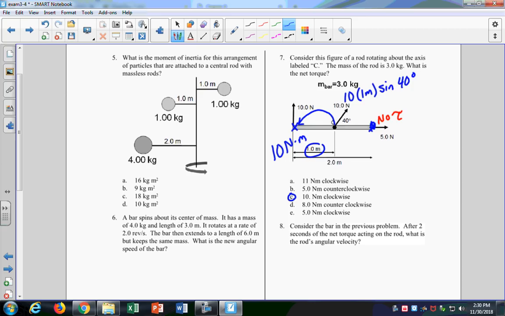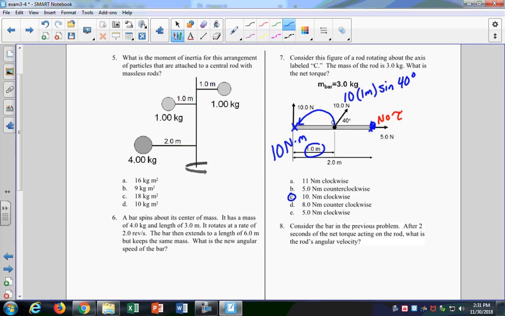That would be the torque if it was rotating about this axis. This would be the only force that would cause a torque. It would be counterclockwise. It's going in this direction. And this force would not provide any torque at all.